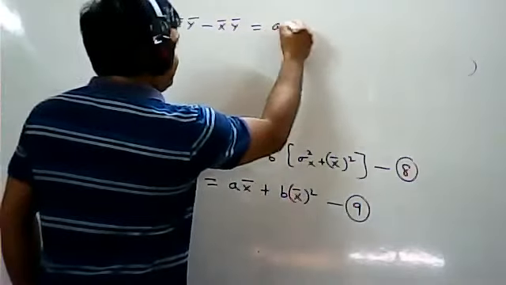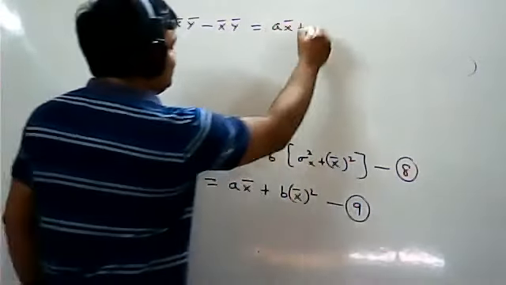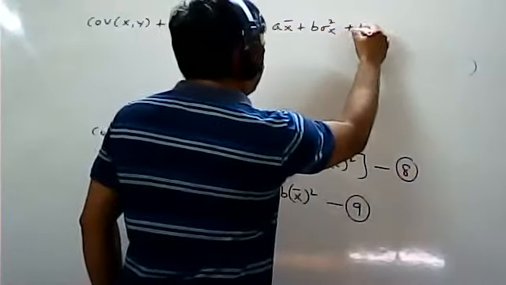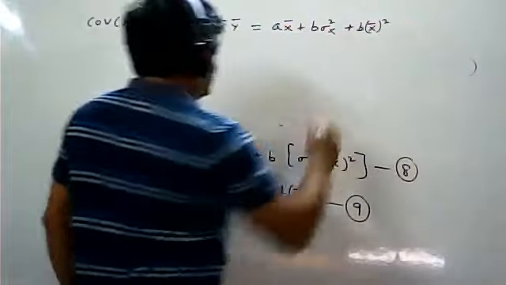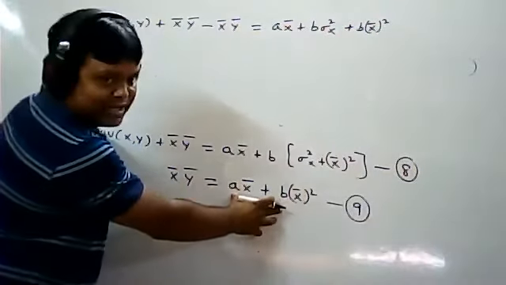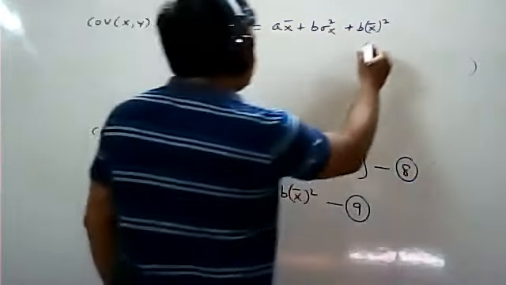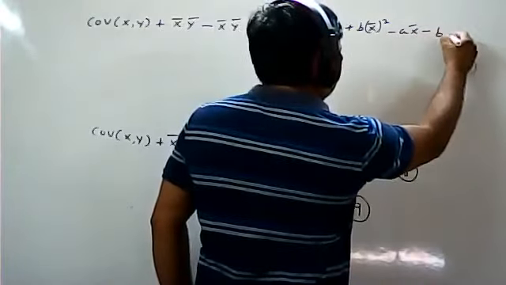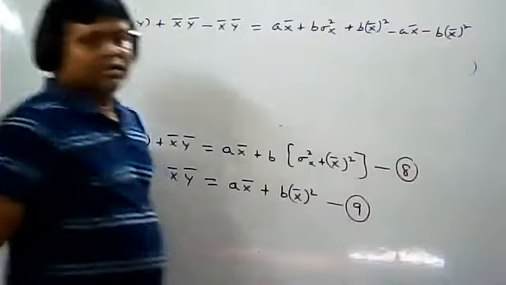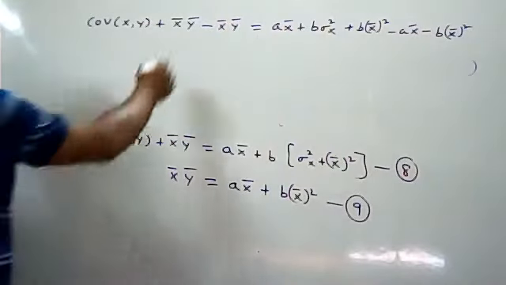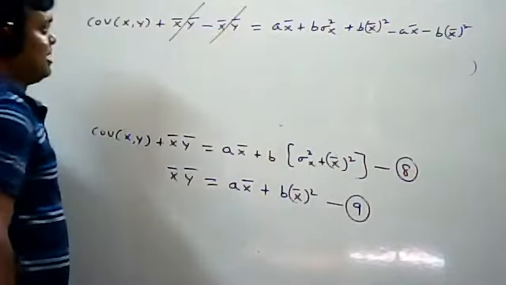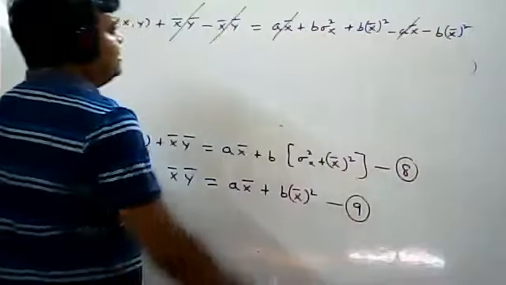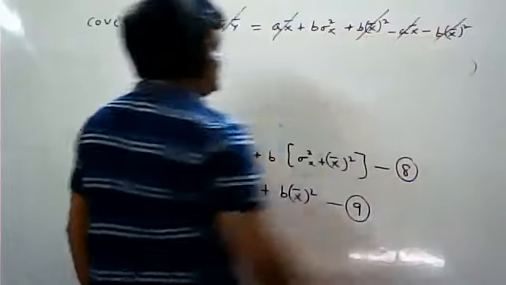So a x bar plus b sigma square x plus b x bar whole square. This one is completed. Minus, you have to subtract this value. That means minus a x bar and then minus b x bar whole square. Now cancel the terms. If any terms cancel, you can just cancel them: x bar y bar with x bar y bar, a x bar with a x bar, and b x bar whole square minus b x bar whole square.